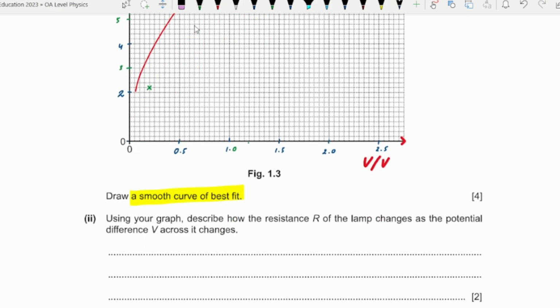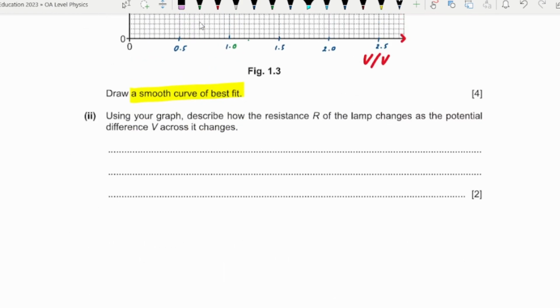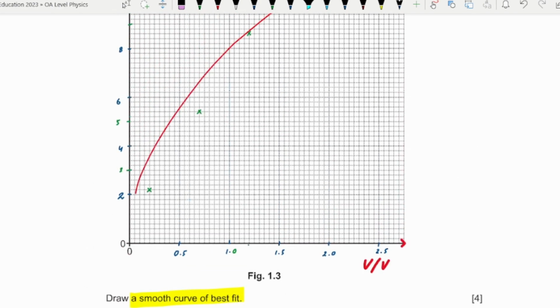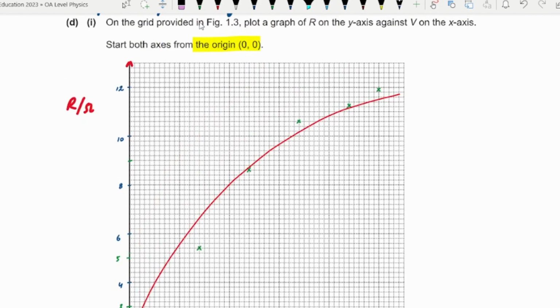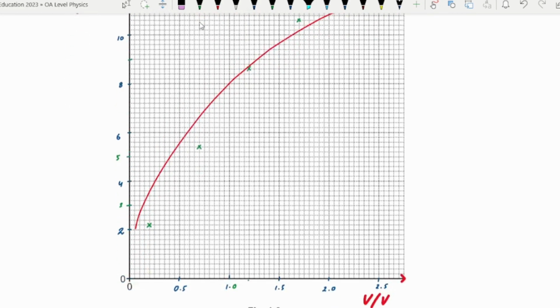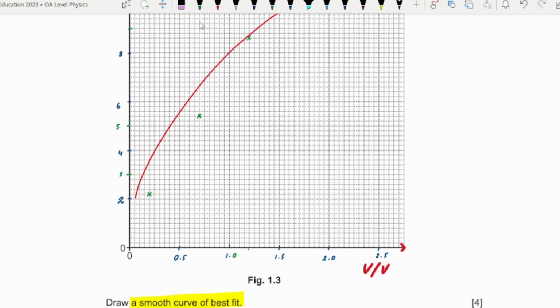Okay, anyway, now we have to answer some of the follow-up questions. So this one says, using your graph, describe how the resistance of the lamp changes as the potential difference V across it changes. So as V increases, you can see the resistance also increases. But the thing is, they are not increasing proportionally, so they are not in direct proportion.